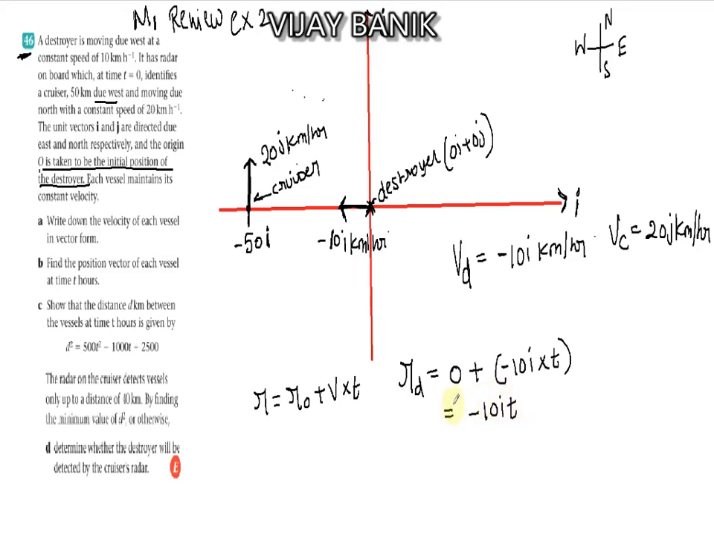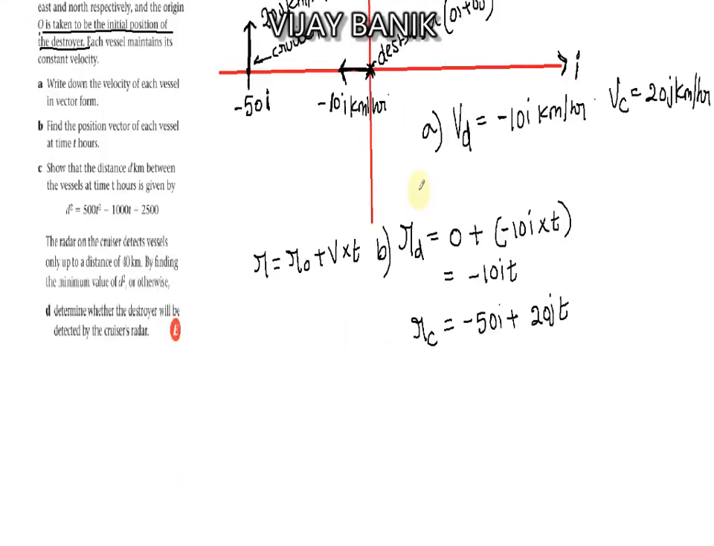Now let's talk about the cruiser, rc. The cruiser's initial position vector, we know, is minus 50i. So minus 50i plus the velocity it is moving with, 20j, times t. So this is the final position vector of both of them. So A part is done, B part is also done. Now let's go to C part.